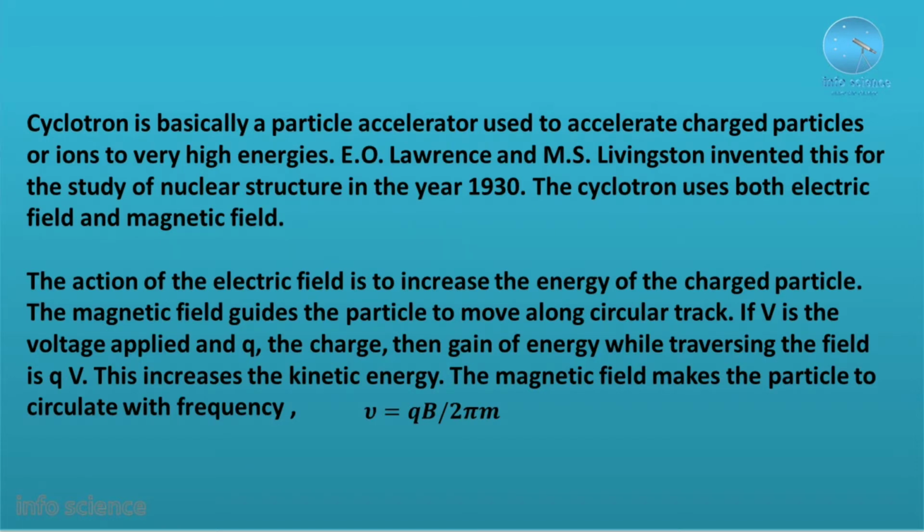If V is the voltage applied and Q the charge, then the gain of energy while traversing the field is QV. This increases the kinetic energy. The magnetic field makes the particle circulate with frequency nu equal to QB divided by 2 pi m.